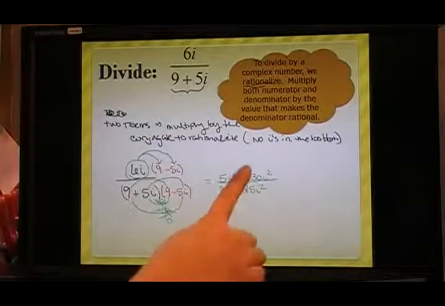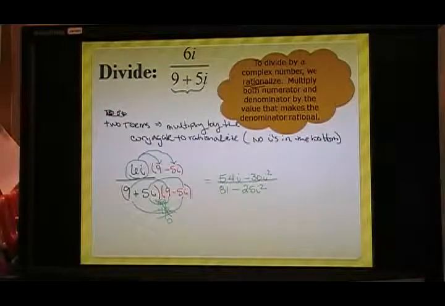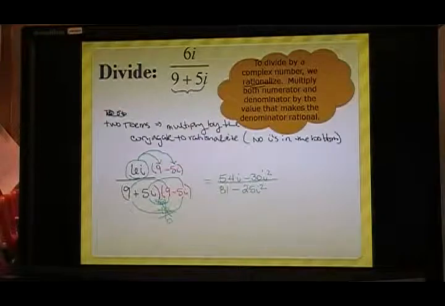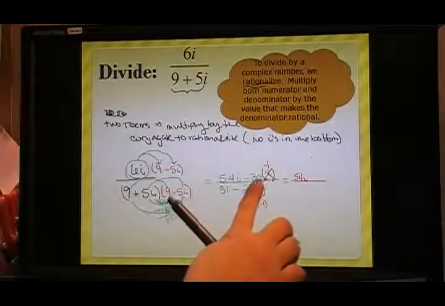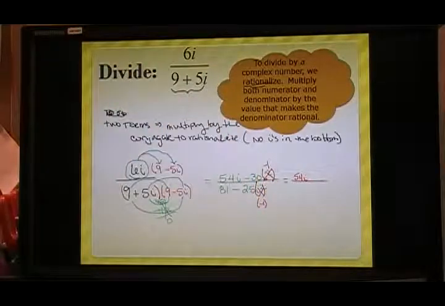Doing some simplification, we leave i's, but i squareds, we need to make those negative 1. I write this in red, so this is the same thing as a multiplication by negative 1, as is this. So we've got 54i, 30 times negative 1 is negative 30, and minus a negative 30 is plus. So this will be plus 30 over 81 plus 25.